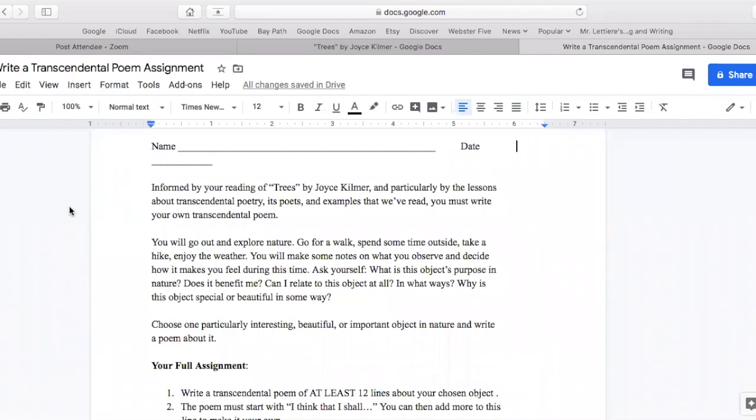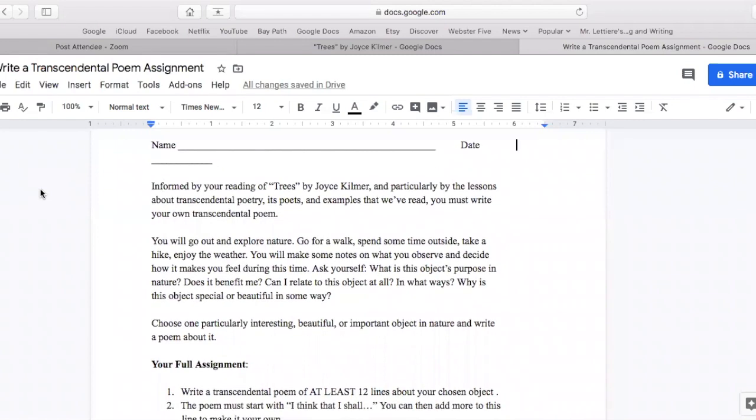So what do I want you to do with that poem that we just read? You have an assignment now. I want you to write your own transcendental poem. Informed by your reading of Trees by Joyce Kilmer, and particularly by the lessons about transcendental poetry, its poets, and examples that we've read, you must write your own transcendental poem.